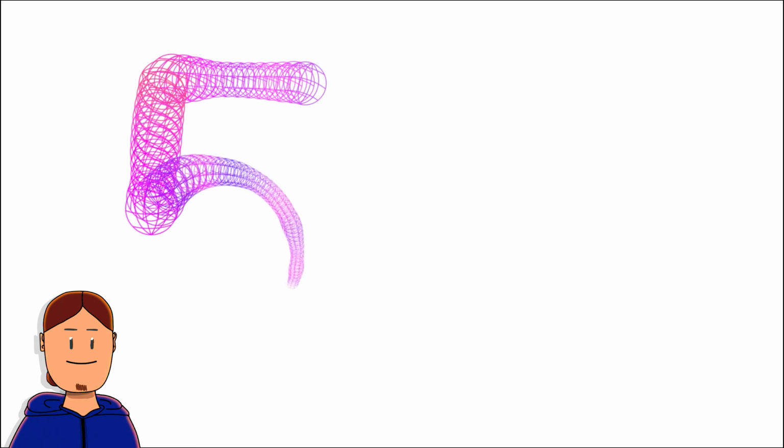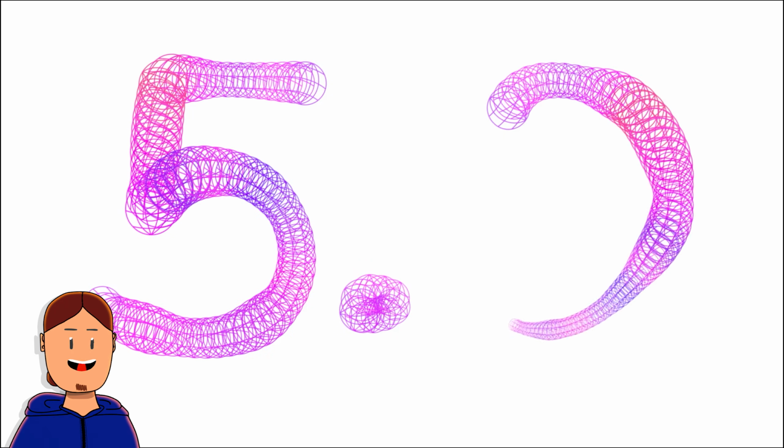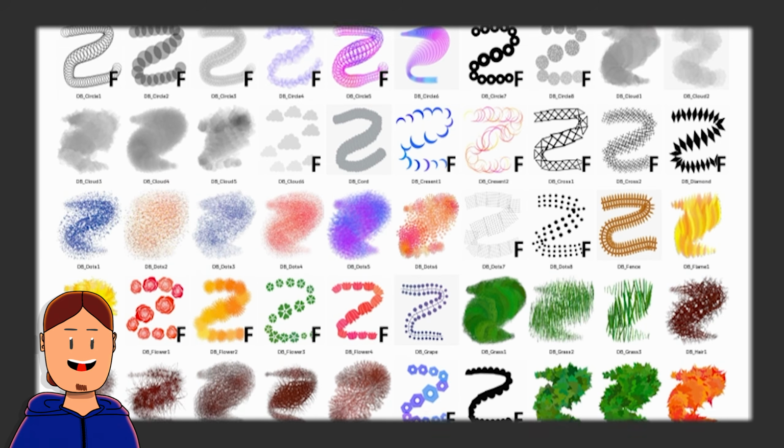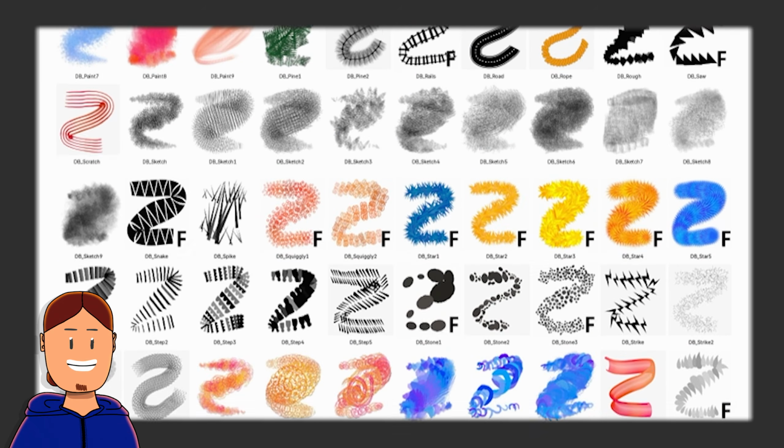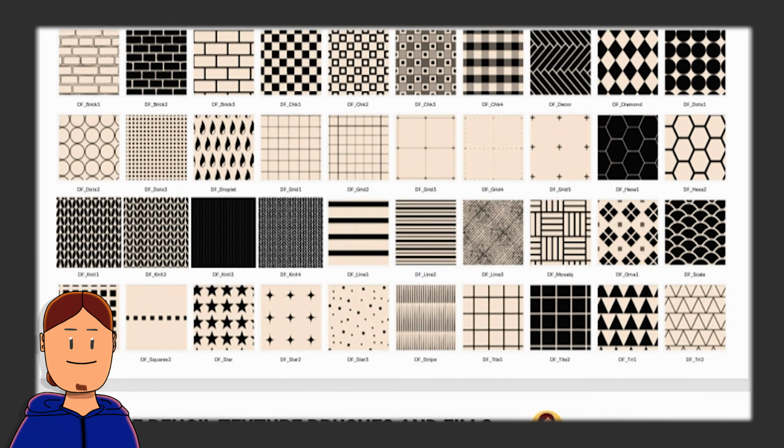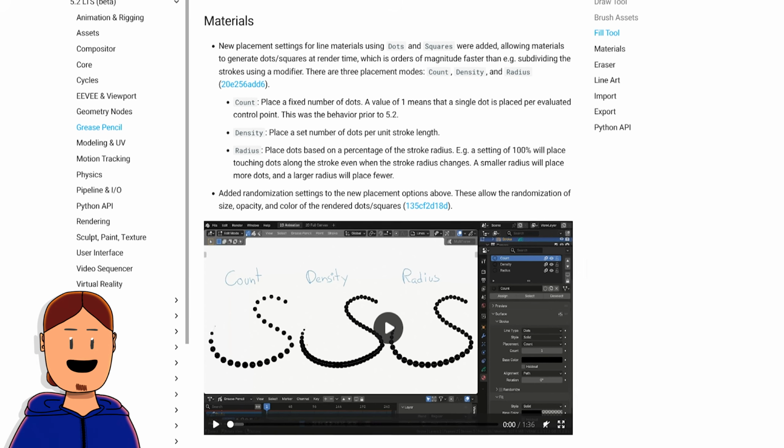I have updated my grease pencil texture process for Blender 5.2. I added 30 new processes to the pack, and the pack now has 200 texture processes. All processes have been updated to the new settings.